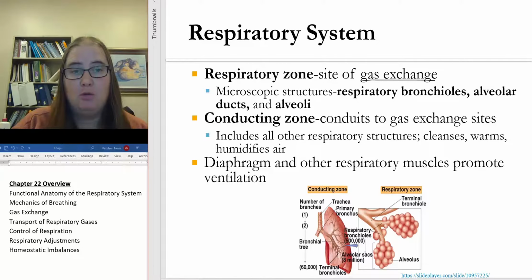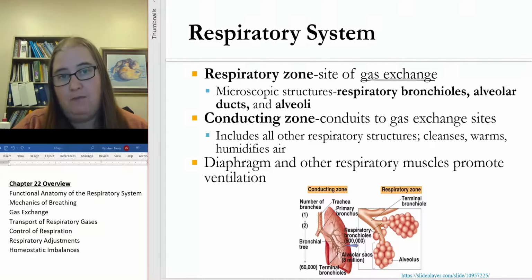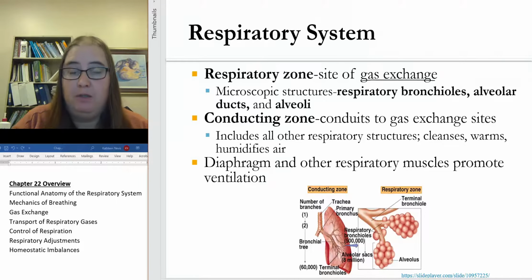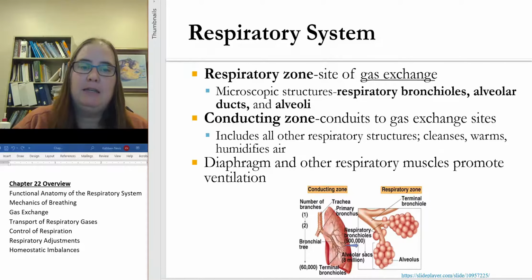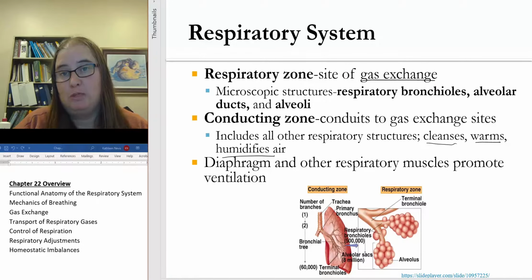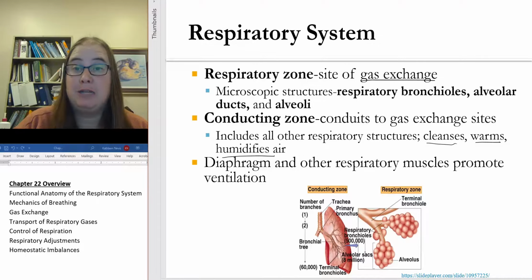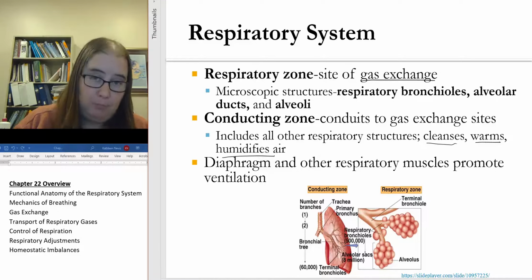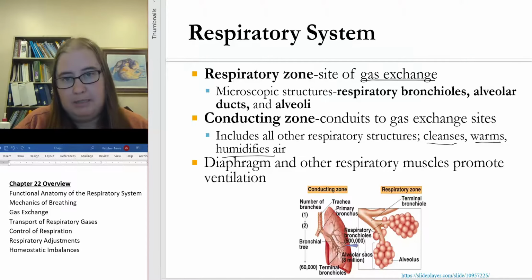So a big function of all of these structures, which we're going to see over the next number of slides, is that they are really there to cleanse, to warm, and to humidify that air. So by the time it reaches the respiratory zone, it's fairly sterile. It's not super cold, as that tissue is very sensitive to temperatures. So again, the conducting zone is prior to the respiratory zone.